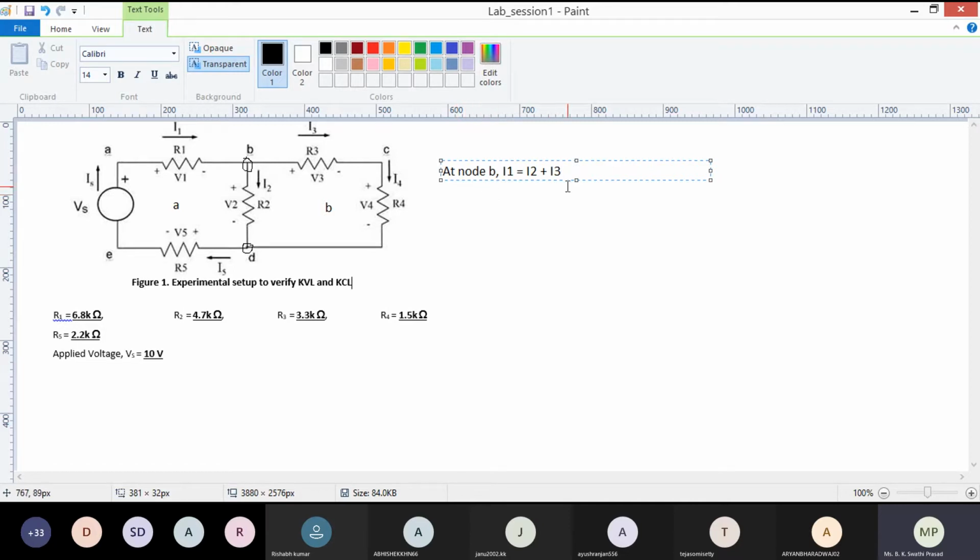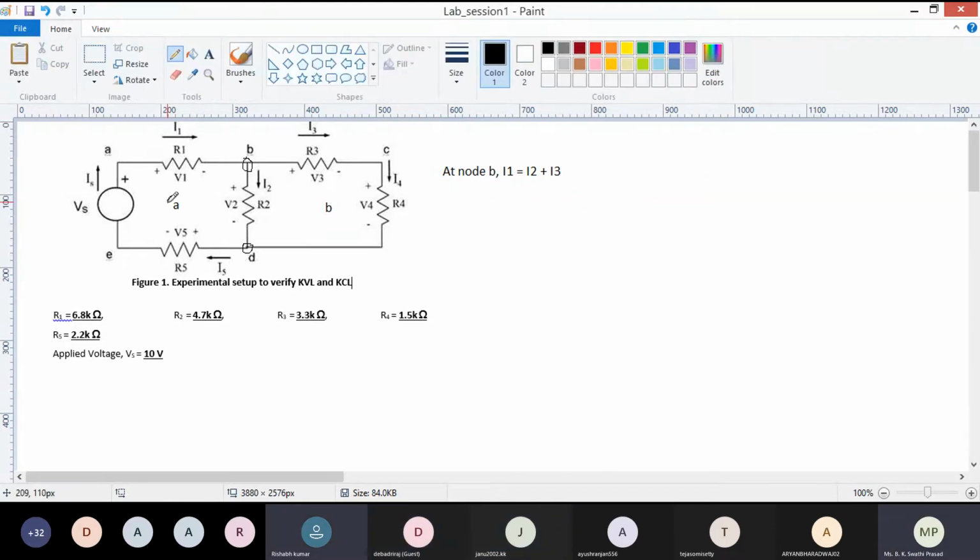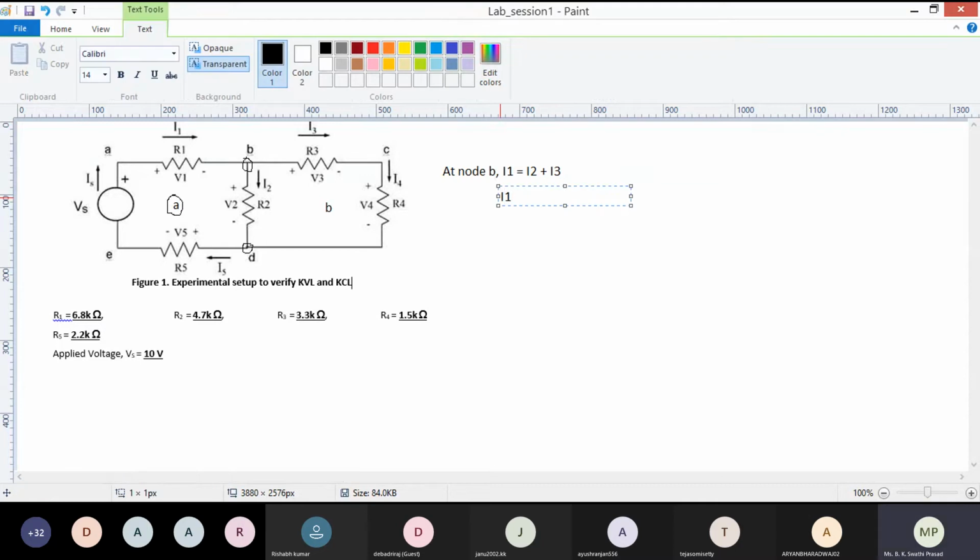Now you tell me whether I1 and I5 are the same or different. Are the currents I1 and I5 the same or different? Same, ma'am. Why? Because they are flowing in the same loop A, correct? Yes, ma'am. The currents I1 and I5 are the same, correct? So what we have? All of you agree to this? Yes, ma'am.